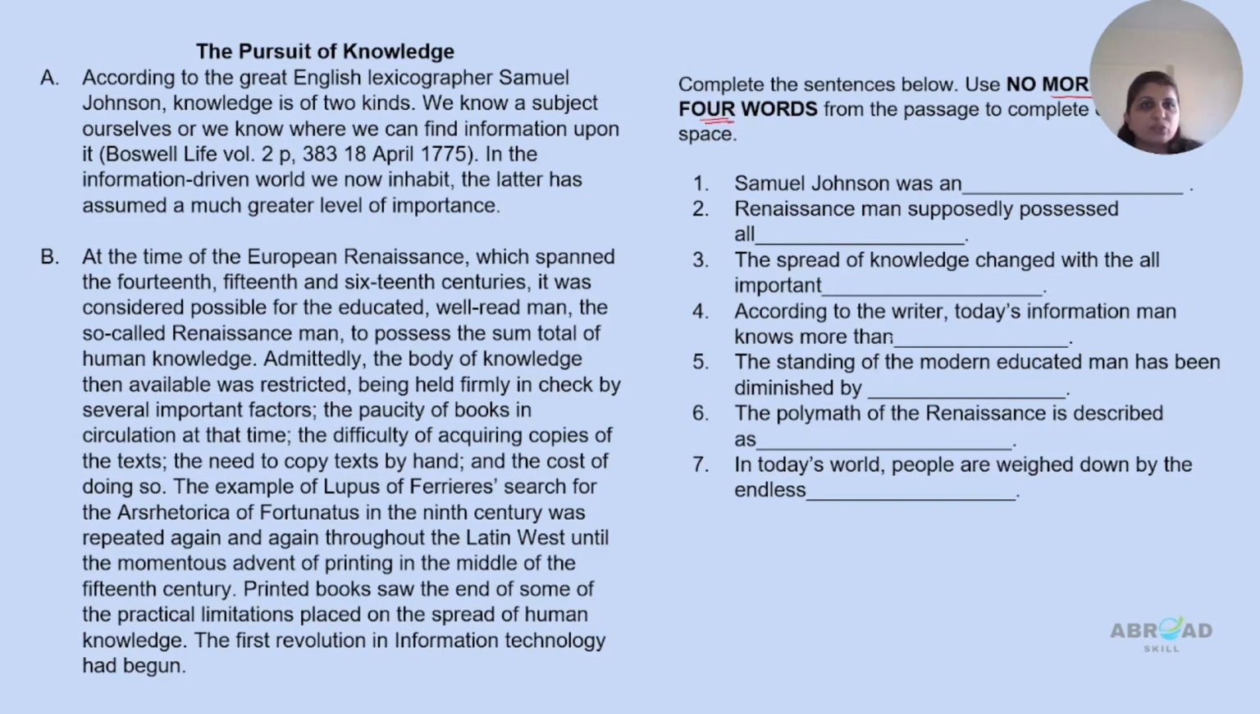Okay. So now the first one. Samuel Johnson was an dash. He was what? So we need to figure that out. Renaissance man supposedly possessed all dash. The spread of knowledge changed with the all important dash. According to the writer, today's information man knows more than dash. The standing of the modern educated man has been diminished by dash. Sixth one, the polymath of the Renaissance is described as dash. And the seventh one, in today's world, people are weighed down by the endless dash. So let's begin.